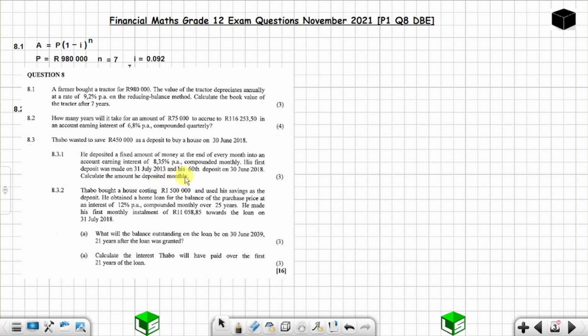Okay, when you read the question, the way this question is set, Dabo wanted to save this amount to use it as a deposit to buy a house on this date.